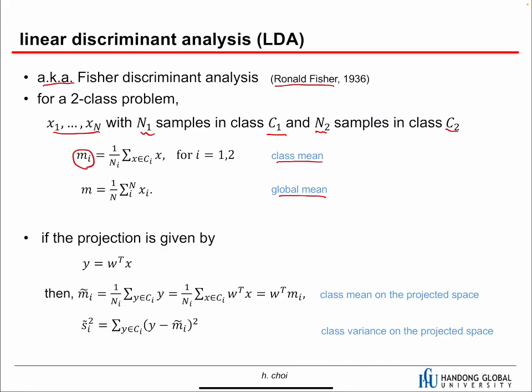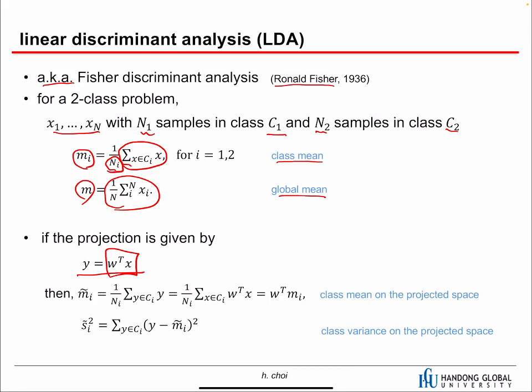This is the class mean. It is the mean in the class. N sub i is the number of samples in the class, and we sum all the samples in the class. And then m is the global mean, so we just take an average of all the samples. If the projection is given by this one, still we are talking about the linear mapping. If it is a linear mapping, no matter what kind of objective function you use, the projection is something like this: w transpose x.